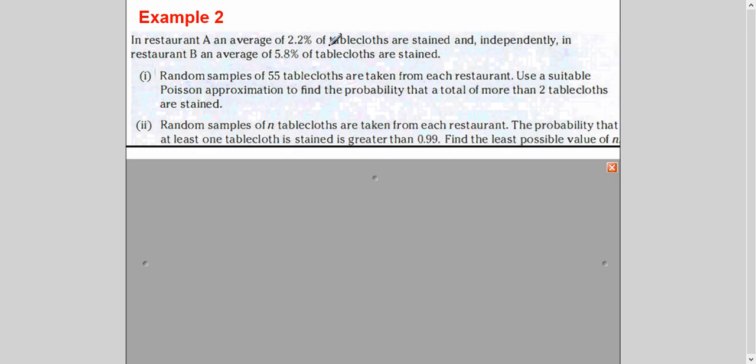So it is very obvious this is a case of binomial distribution, right? But the question is saying use a suitable Poisson approximation to find the probability that a total number, now again he's talking about total, so we have to add up A and B, in Poisson approximation to find out the probability that more than 2 tablecloths are stained.